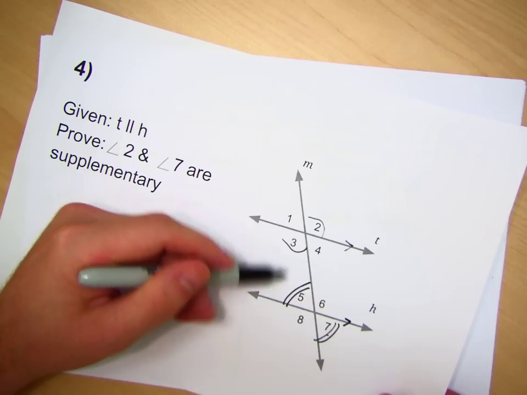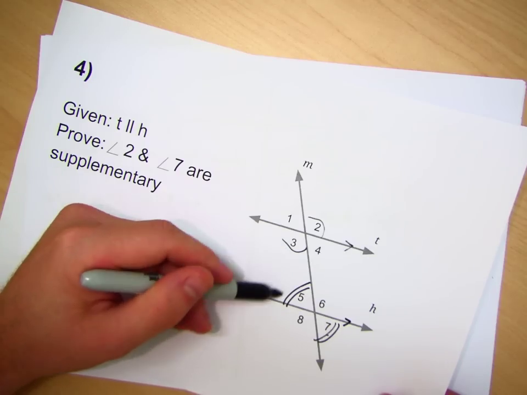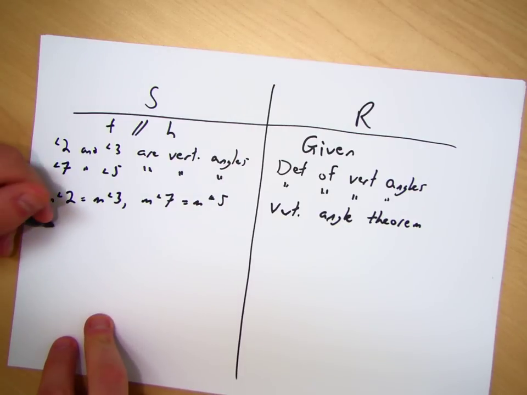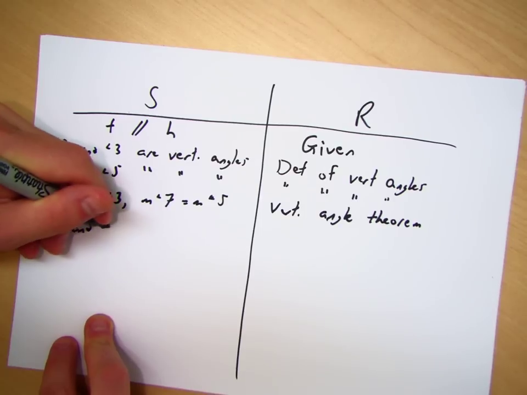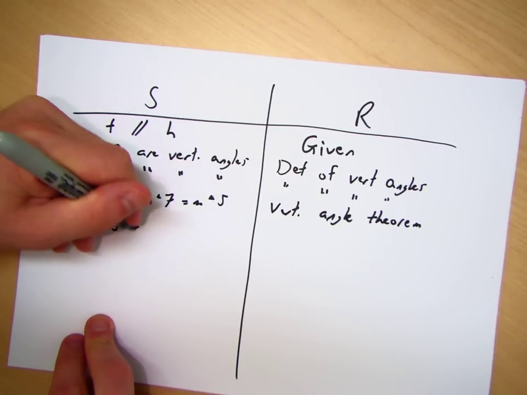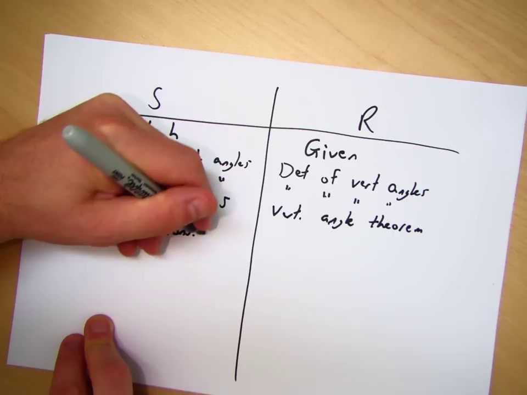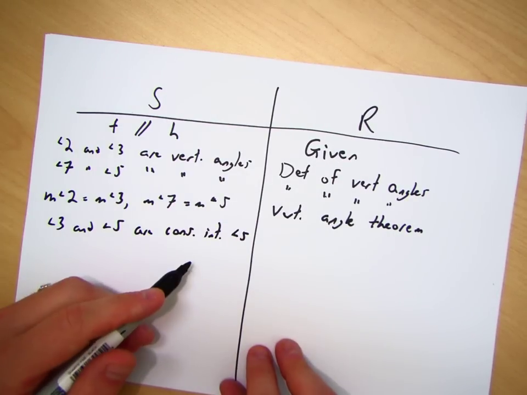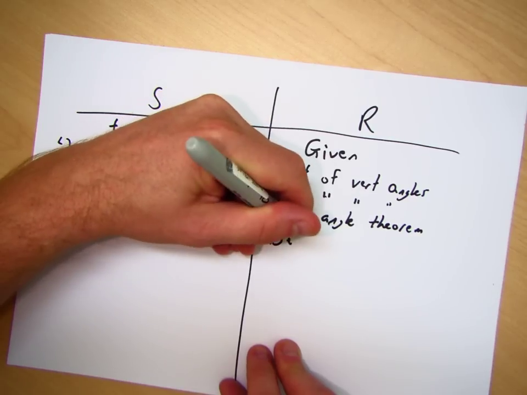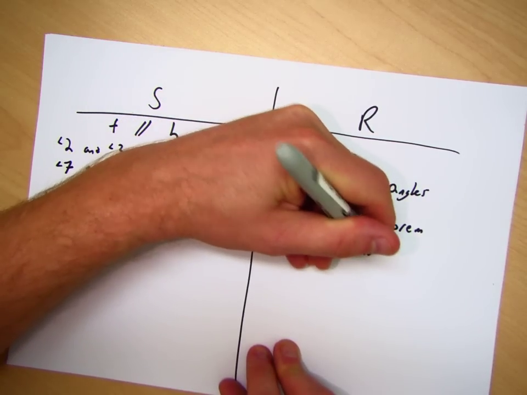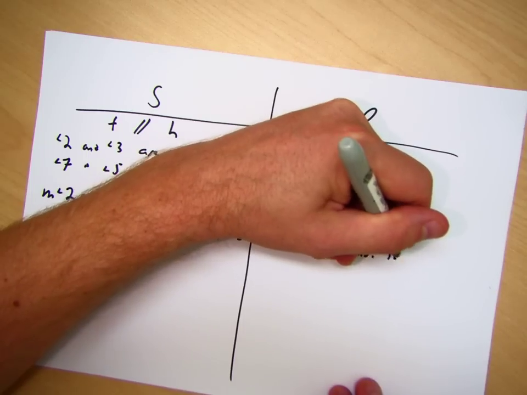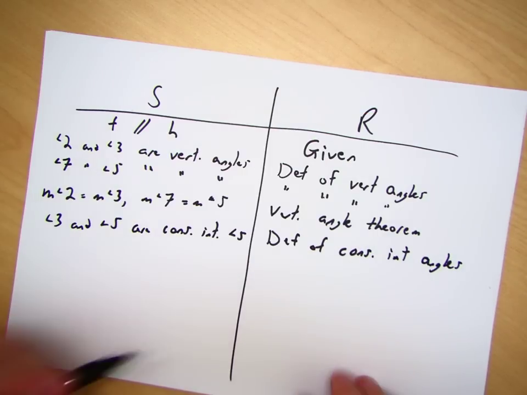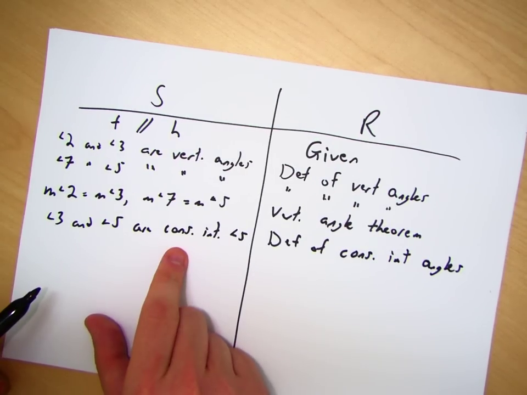And so 3 and 5 are also consecutive interior angles. I need to point that out first. So I'm going to say here that angle 3 and angle 5 are consecutive interior angles. The reason is because that's the definition of consecutive interior angles. Okay, so we know that they're consecutive interior angles.